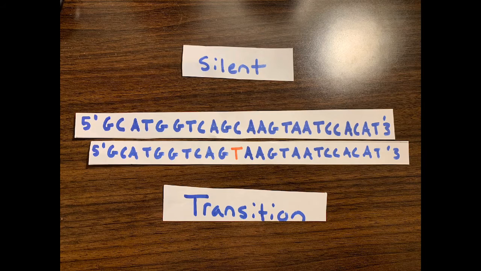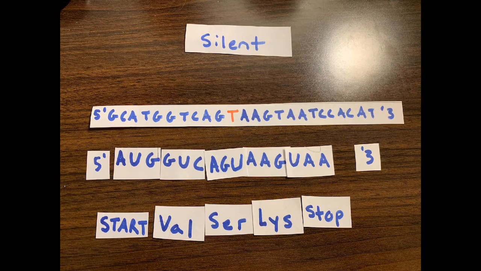Now we're going to look at a silent mutation, and as we can see in the wild-type strand, the codon is AGC, but in the mutated strand it turns to AGT, and C to T is pyrimidine to pyrimidine, so it's a transition. So for the mRNA sequence, this is going to produce AGU instead of AGC, but a silent mutation has no effect on the amino acid produced, so both AGU and AGC produce serine.